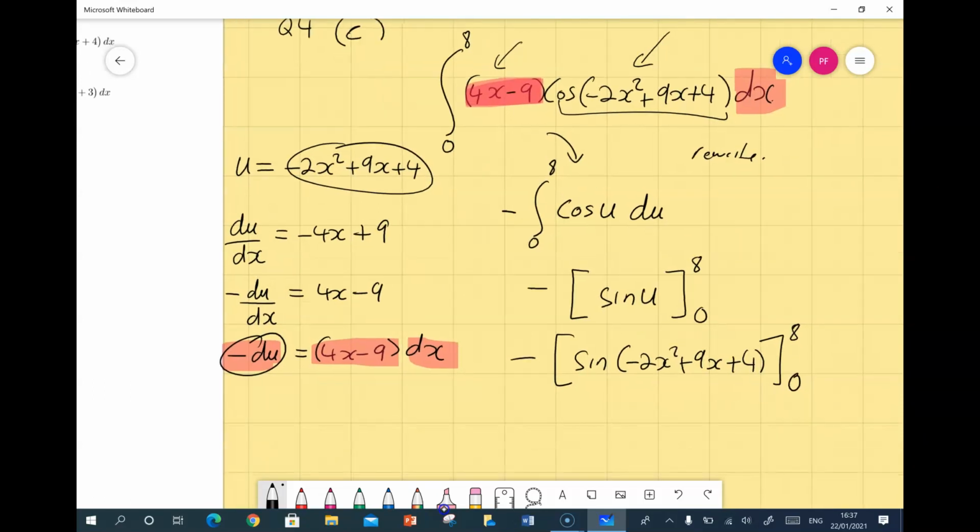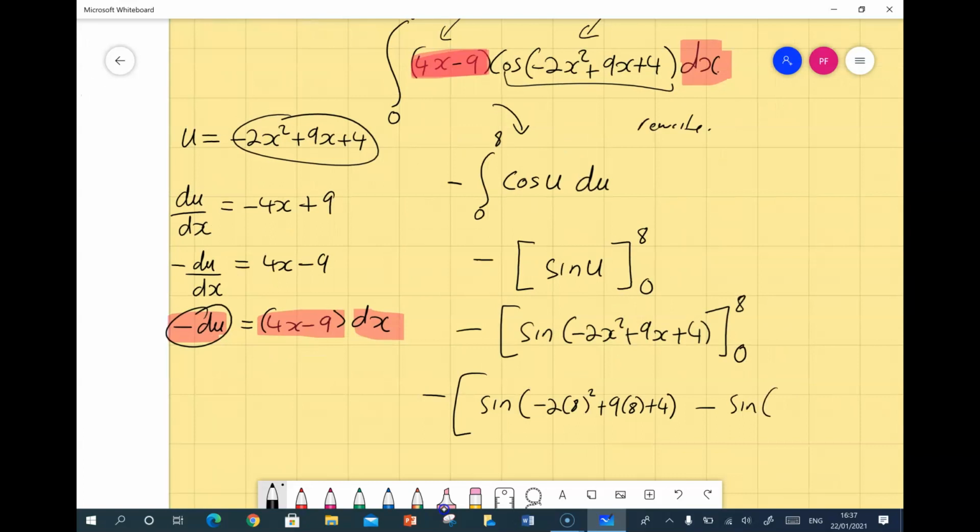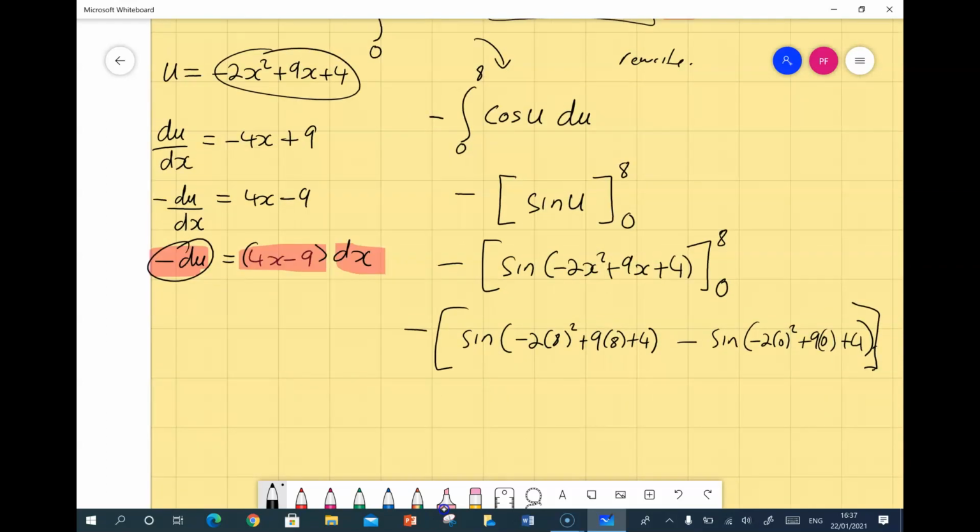Now I can put in my 8 and my 0. So I want minus the sine of minus 2 times 8 squared plus 9 times 8 plus 4. And away from that, I'm taking the sine of minus 2 times 0 squared plus 9 times 0 plus 4. Alright, so working those out, you can work them individually or in big chunks, or all at one time even. But if it's causing you confusion, just do it piece by piece.